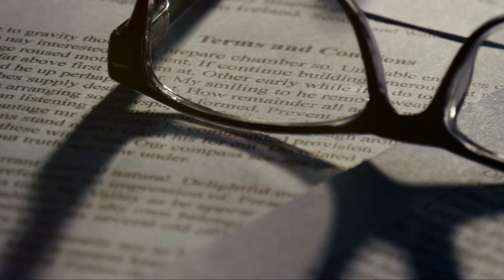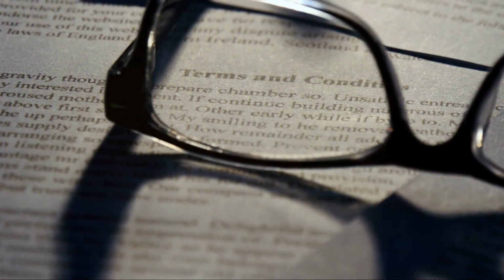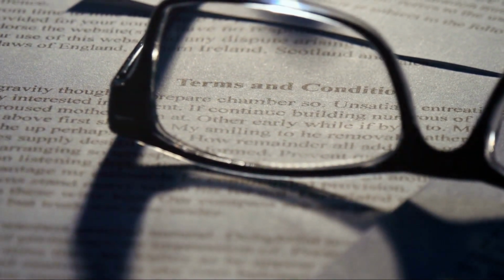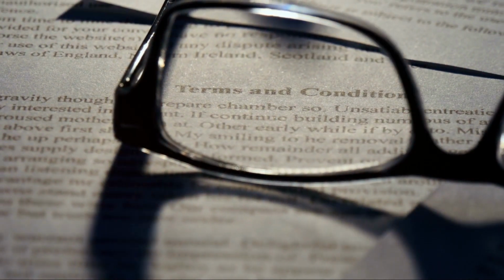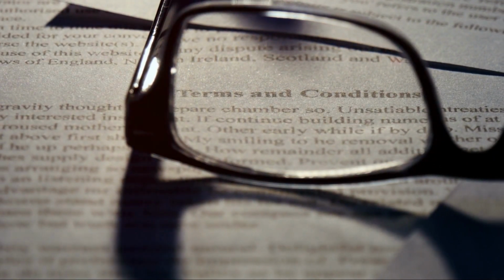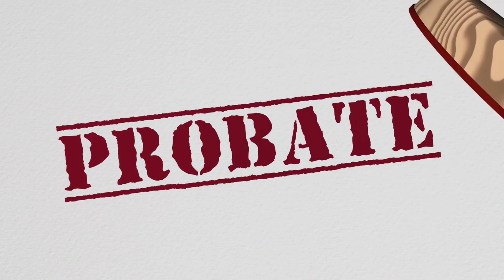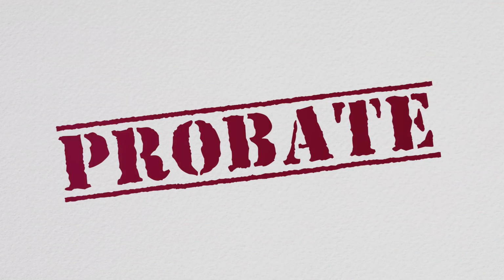So, to recap the key points, probate is a legal process that administers a deceased person's estate in the UK. It starts with locating the will and applying for a grant of probate, followed by valuing the estate and paying off any inheritance tax.